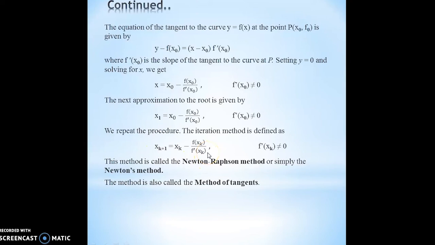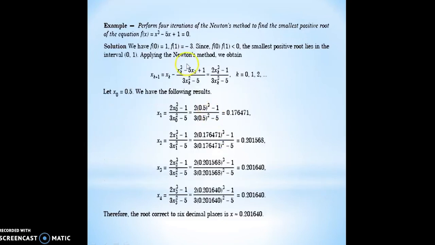That is xk plus 1 is equal to xk minus f of xk divided by f dash of xk. So you can see that we need the function at that point, f of xk and f dash of xk. So we need the function and its derivative. So let us find the root for this equation, that is x cube minus 5x plus 1. First of all we have to find the derivative of this. So we will find the derivative. I have not written it here explicitly, but you can find it easily.